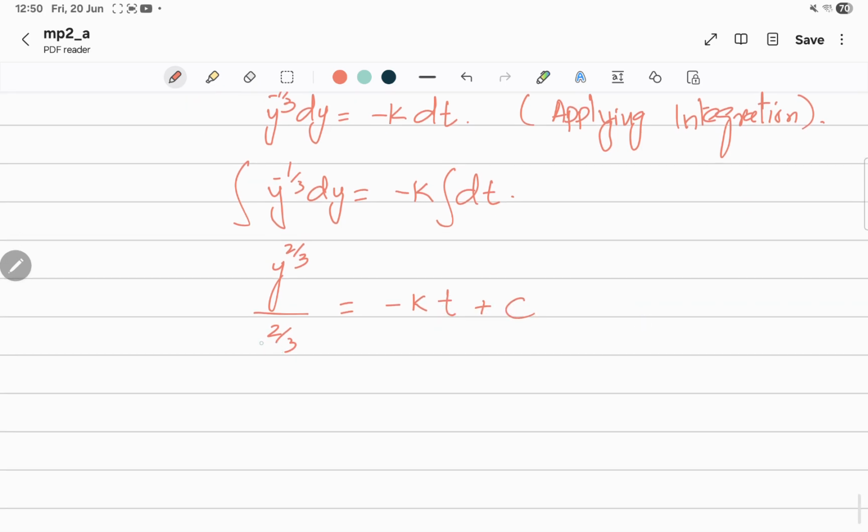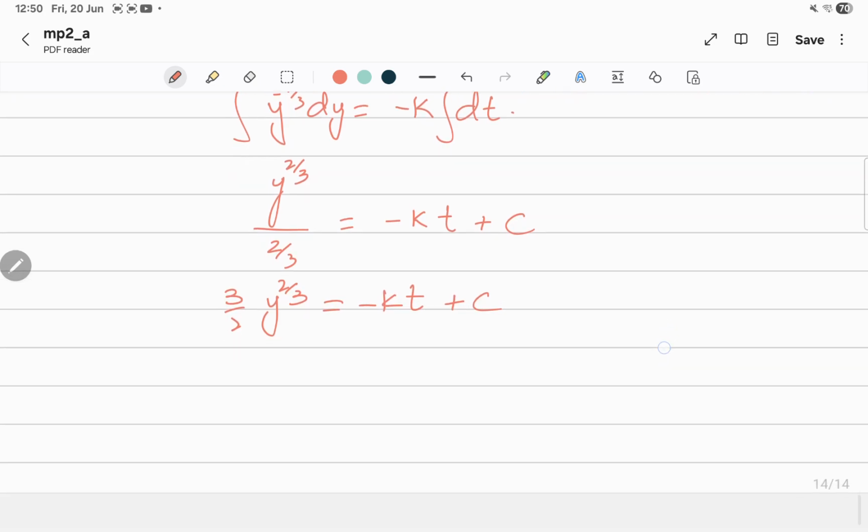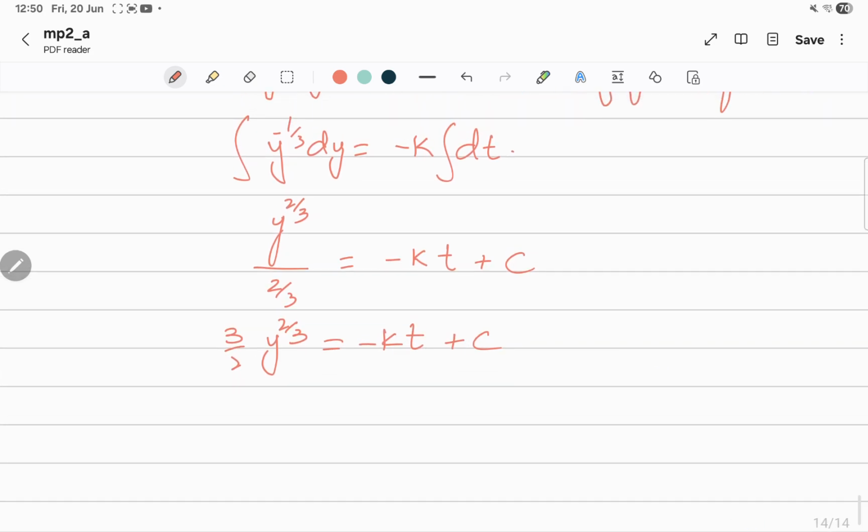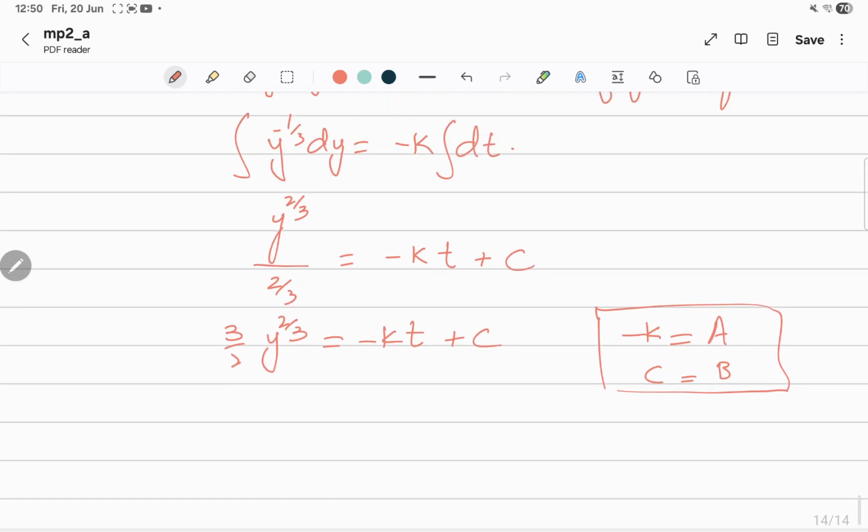If we further simplify, if you take this up, it will be 3 over 2 times y to the power 2 over 3 equals minus k t plus c. Since minus k and c are constants, you can replace this minus k with any other constant. Let's say minus k equals a and c equals b. We can give any name to the constant, because minus k is a constant, so we can replace it by a, and it's easy to work with.